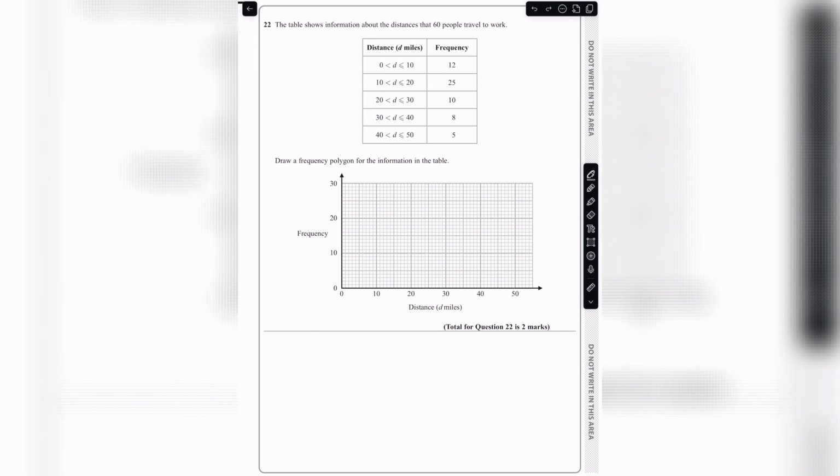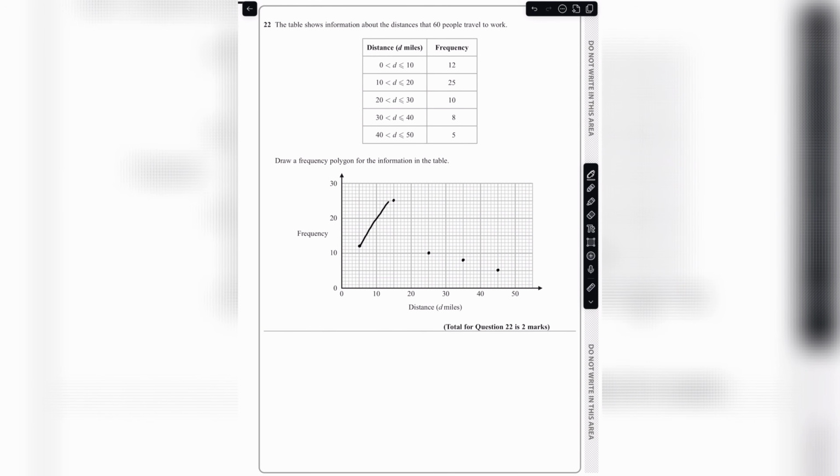In question 22, we are told that the table shows information about the distances that 60 people travel to work. Draw a frequency polygon for the information in the table. So all we need to do for this question is plot the midpoint of the distances against the frequency. So the midpoint of 0 and 10 is 5, so I'm going to plot the point 5, 12, which is there. And then we need to plot 15, 25, which is here, and then 25, 10, which is here, and 35, 8, which is here, and then 45, 5, which is here. And then the final step is to join all these points.